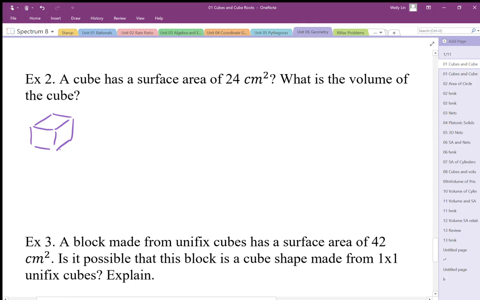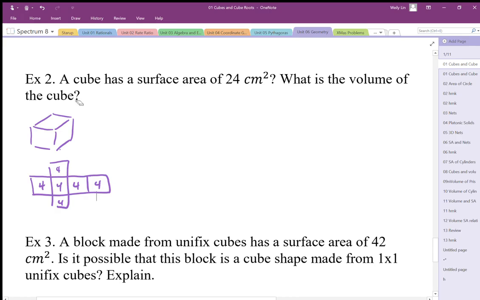To really get a sense of where this 24 is coming from, I really should have an idea what this net looks like. So my net for this, I'm just going to draw it like this. So I have 24 squares in this net. Now to figure out the side length of this cube, really I want to look at the side lengths of these squares. So I want to know how many squares are in each one of these squares. So I need to divide that 24 up into 6 parts. So this is 4: every one of these squares has an area of 4.